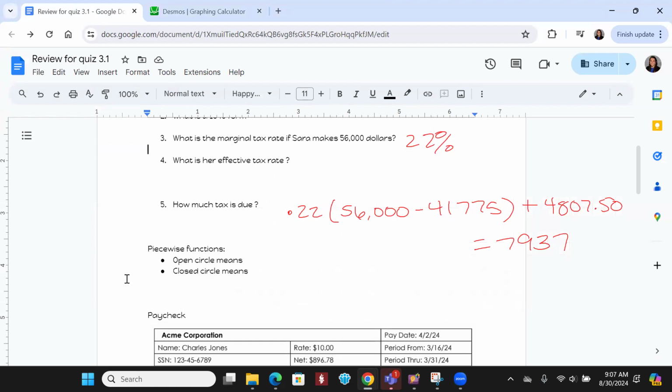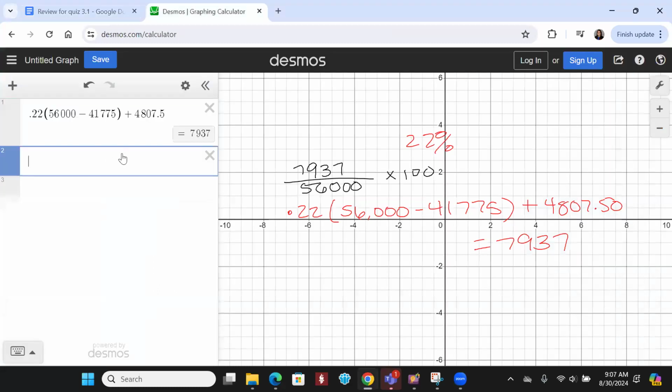Her effective tax rate is you take this number that you just found, divide it by the total that she made, and multiply by 100. So go back in here, take what she owes out of her total that she makes, and multiply it by 100.